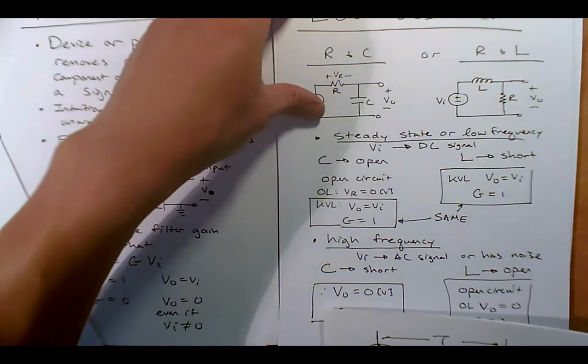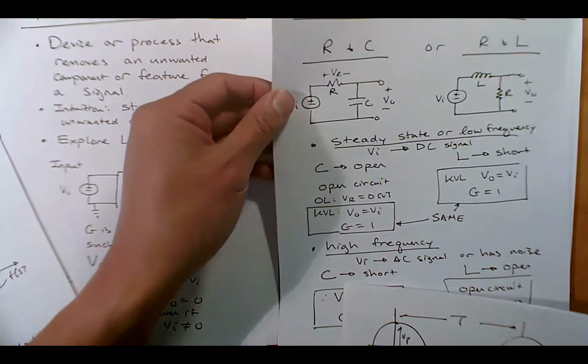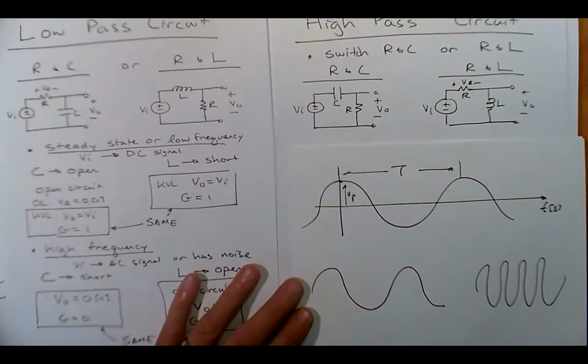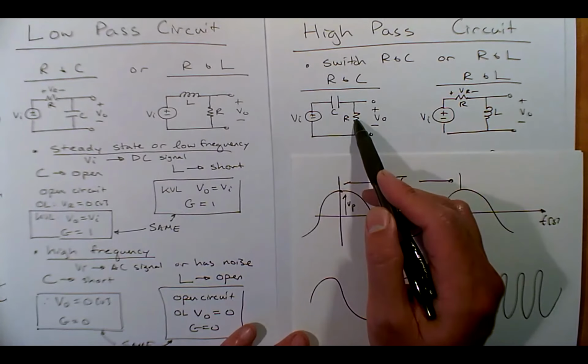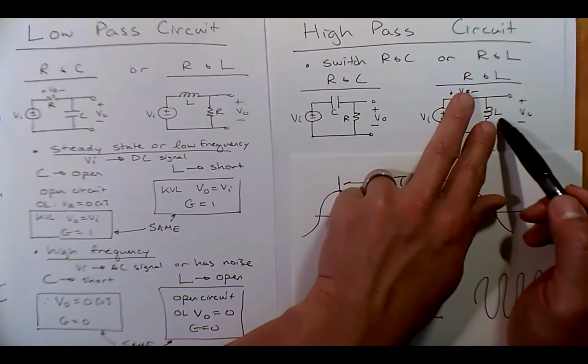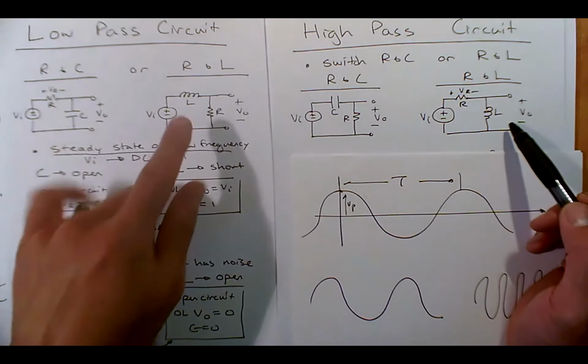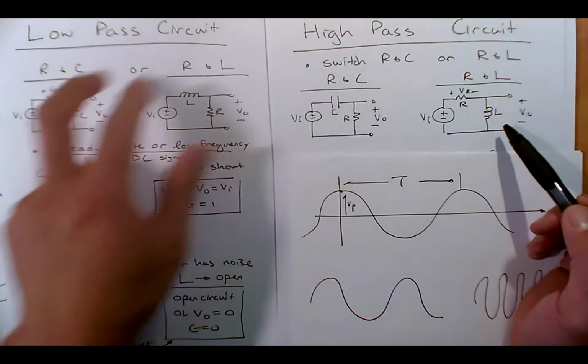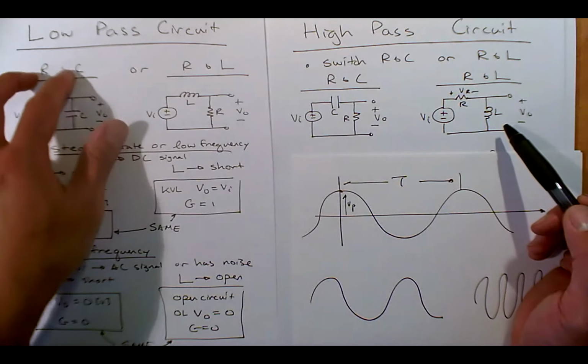Okay, let's look at a high pass filter. A high pass filter has the resistor as the output. Notice the change. And it has the inductor as the output. So really, you could just monitor that part, and that's the high pass version, and this is the high pass version, right?